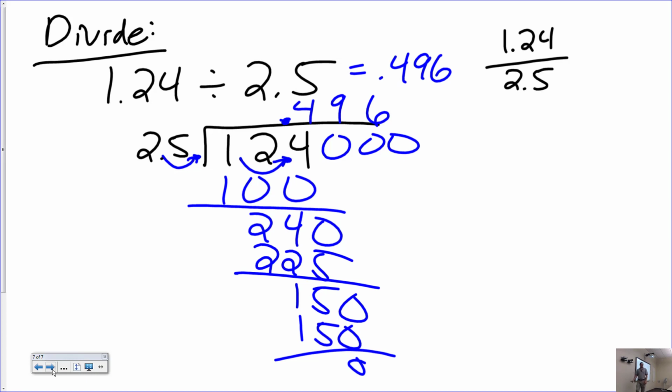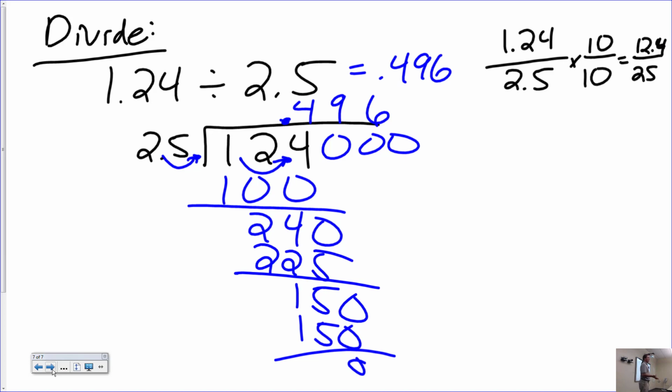Right? That's how you would write that as a fraction. 1.24 over 2.5, or divided by 2.5. Multiply by 10 over 10. What's 1.24 times 10? 12.4 over 25. And what do you notice I just did? I moved both decimal points 1 unit.